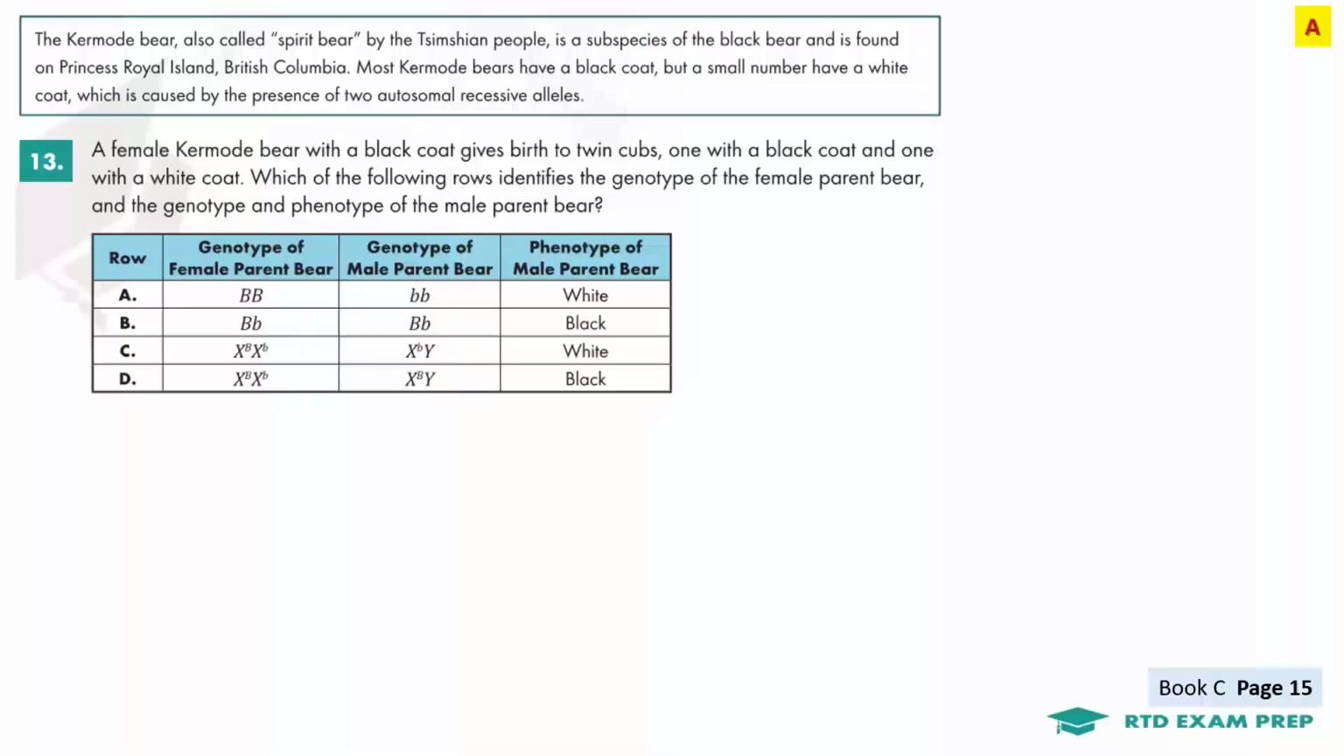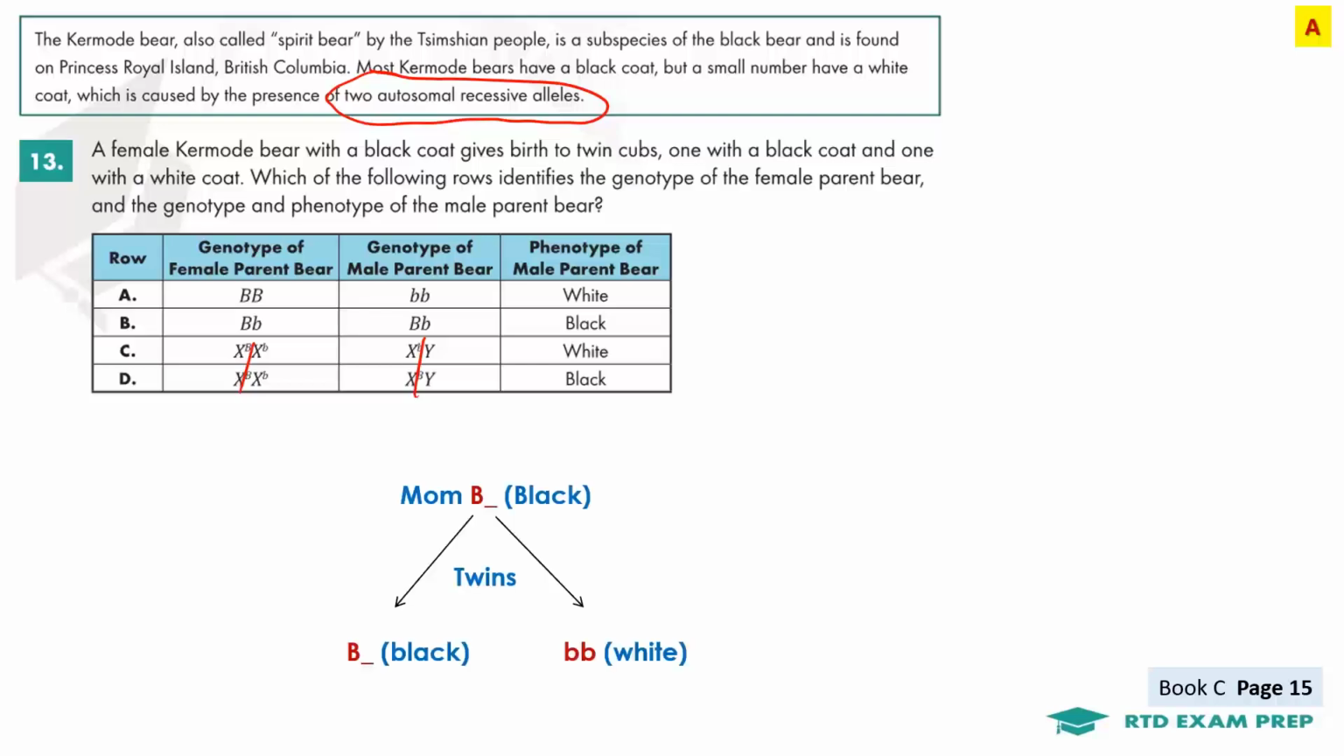Question 13, the Kermode bear, the spirit bear. We continue reading and we note its autosomal recessive is going to cause the white. So a female bear with a black coat gives birth to 2 twin cubs, 1 black, 1 white. Which of the following rows identifies the genotype of the female and the genotype and phenotype of the male? Well, the first thing I'm going to do is get rid of C and D. Both of those are showing me X-linked inheritance.